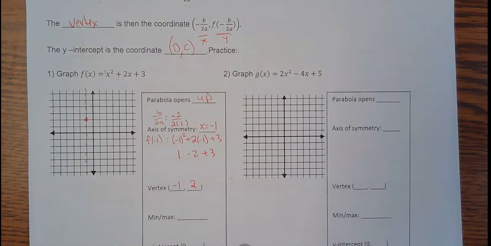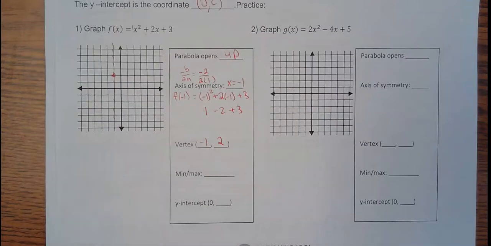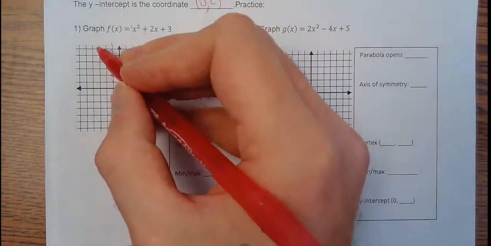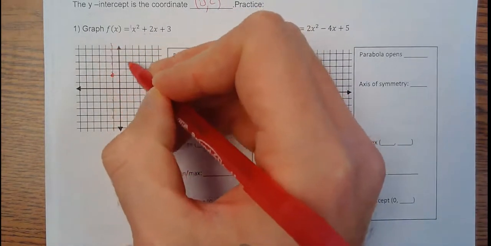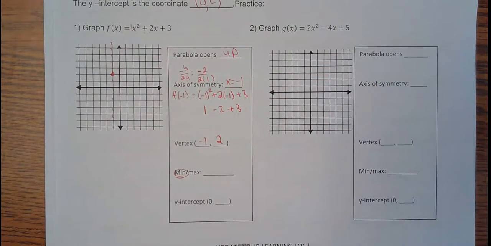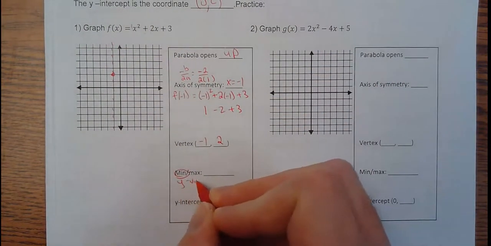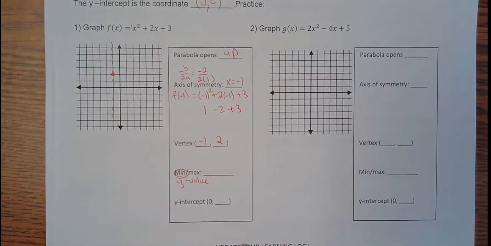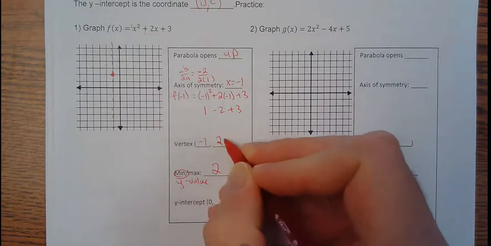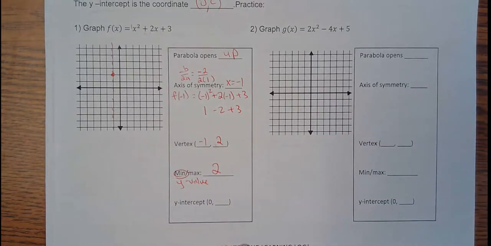Now what is the min or the max here? First off, is this going to be a minimum or a maximum? Well, we said that it opens up, which means it's going to be a U shape like this. So if it's a U shape and that's the vertex, this is going to be a minimum. When we say minimum, we want the y value. We say the value of the function is the y. So in this case, the minimum value is 2. It comes from there. Okay.